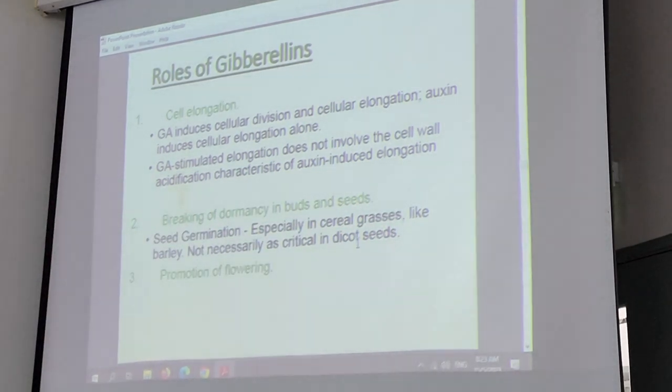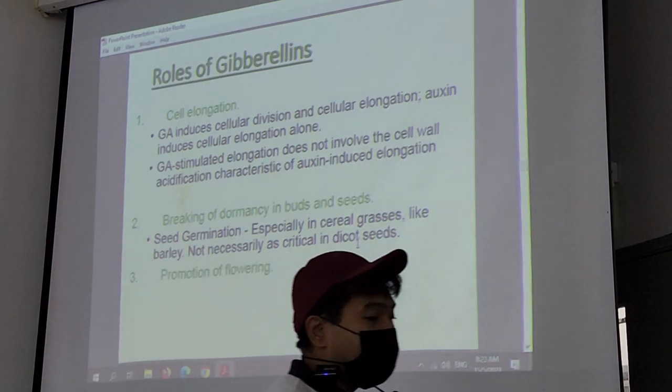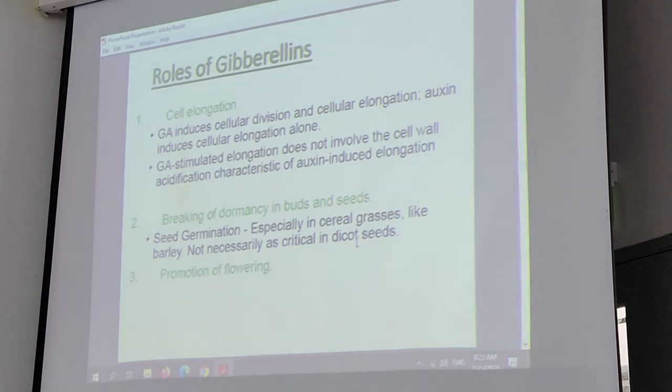Zero is not concentration, that's control. 25, 50, and 75. Right. Okay, role of gibberellin.